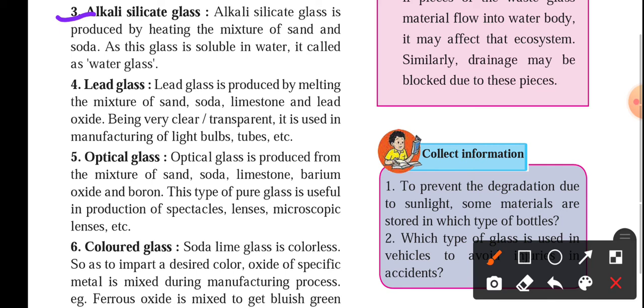The next one is alkali silicate glass. It is produced by heating a mixture of sand and soda, and this glass is soluble in water. It is called water glass. Most important, the water glass is nothing but alkali silicate glass.